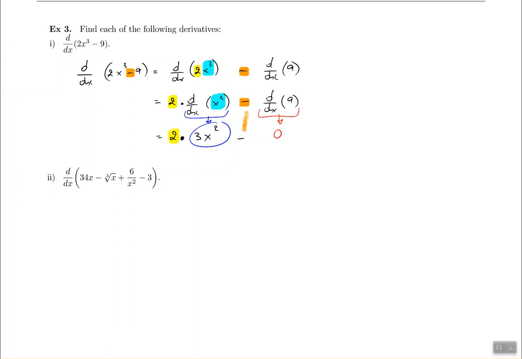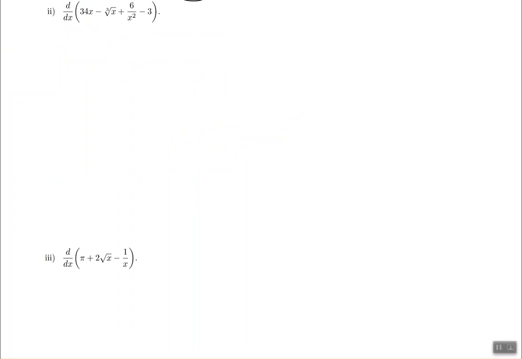And notice how I kept the minus in the middle. And finally, once everything is done, 2 times 3x squared is going to be 6x squared. And that's the final answer in this question. I'm pretty much going to have to mimic the same steps in the next part. So let me start with that.